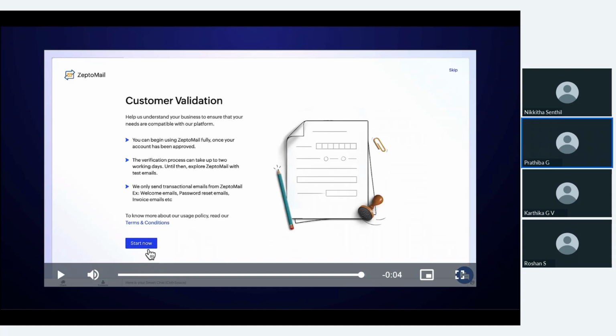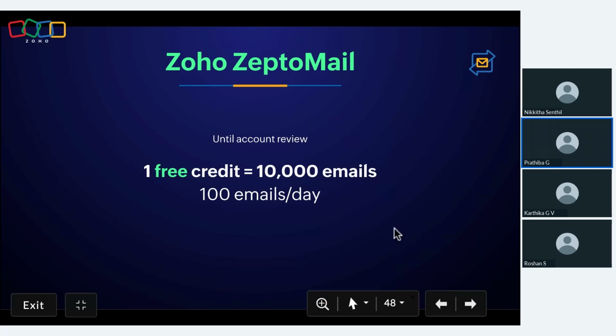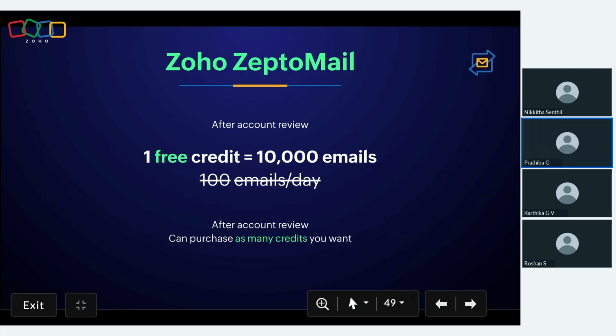And you need to get your account reviewed to continue sending out emails from your account. And obviously, this is applicable to anyone, including Sam. Now, initially, once Sam creates an account, he'll be given a free credit using which he can send 10,000 emails. And this will have a daily limit of 100 emails. Now, once the account review process is done, Sam will be able to purchase as many credits as he wants and he can use them. So that's the account creation process.